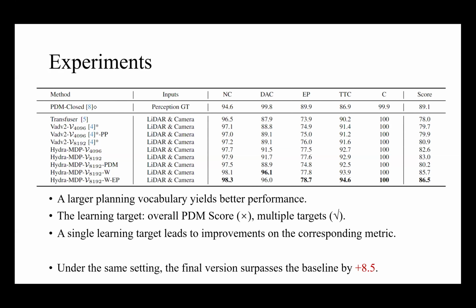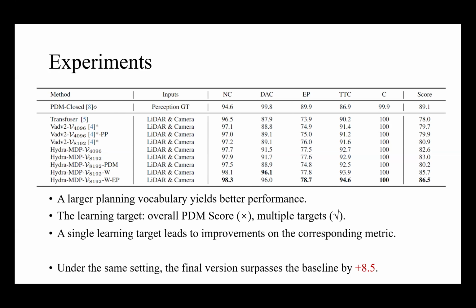And the second thing is that if we try to teach the model to fit the overall PDM score, it leads to degradation in the final performance. And I believe it is because the overall PDM score is too random and too complex for the model to learn. So this also suggests the necessity of our multi-target learning paradigm.